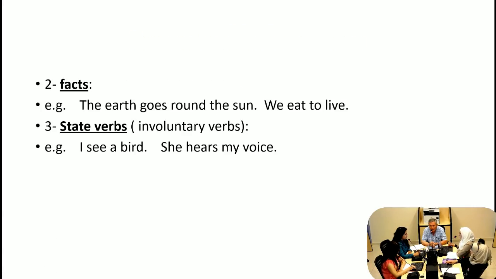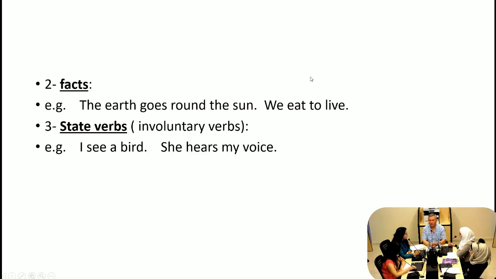Second and third use with Ms. Ula. After the habitual activities or actions, we move to the facts. With facts, we use the present simple. Facts are always true. The earth goes round the sun. We live. These are facts, so we use present simple.